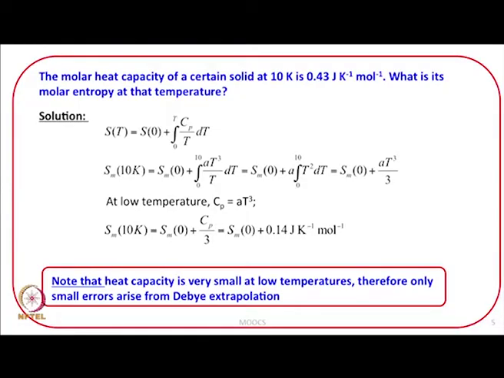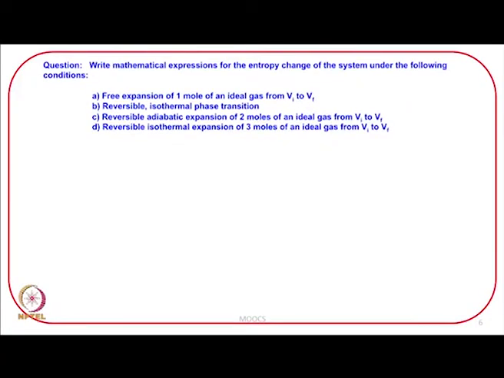Let us take a look at another question. Write mathematical expressions for entropy changes of the system under the following conditions. This is a very simple question. Part A: a free expansion of 1 mole of an ideal gas from V initial to V final, free expansion.